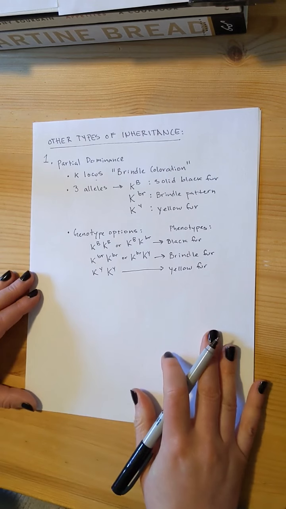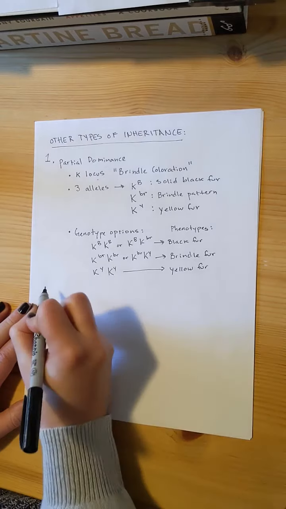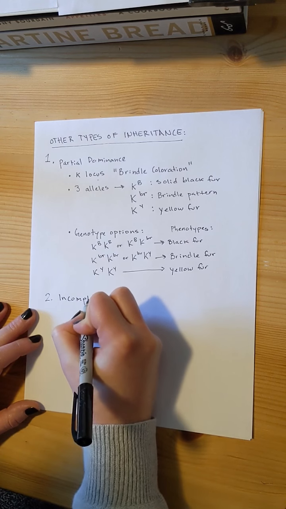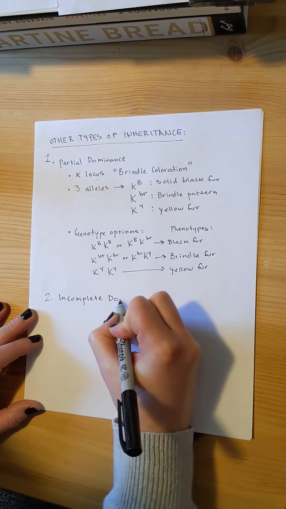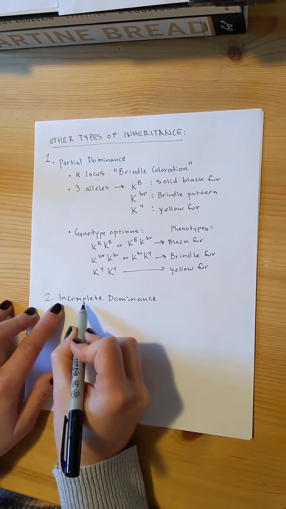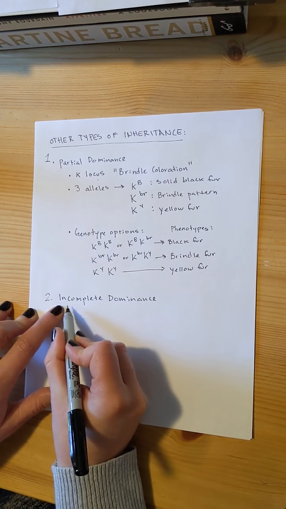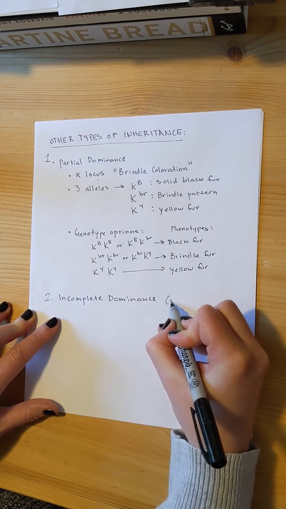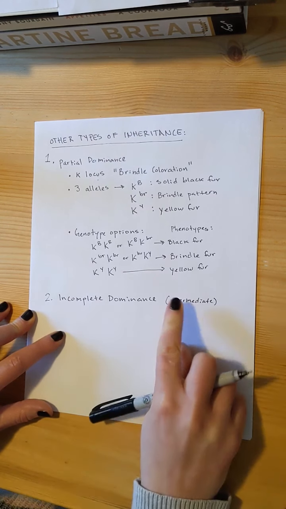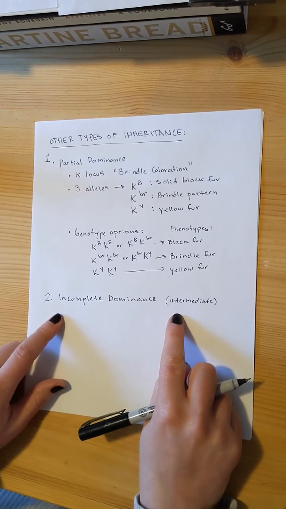Another type of inheritance is incomplete dominance. That was partial, now let's look at incomplete. Incomplete meaning like not fully done. So I like to think of incomplete as being an intermediate. That helps me remember it. Incomplete is intermediate. It's somewhere between both my options. Let me show you what I'm talking about.